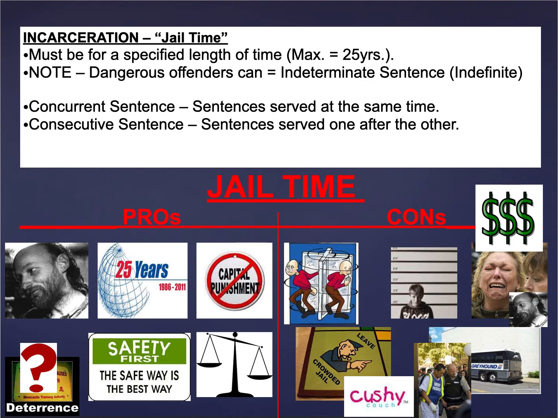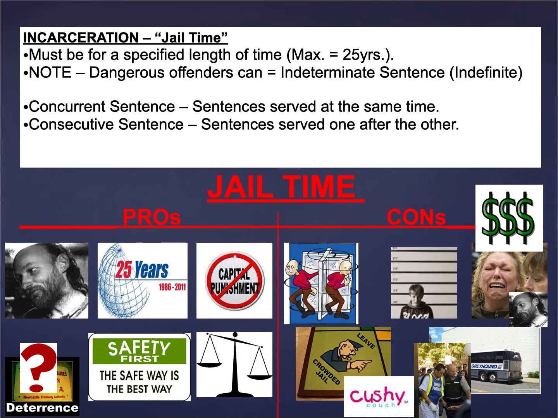So I mentioned this a few times, so it actually makes sense to cover it now. Incarceration. What does incarceration mean? Jail time. Incarceration must be a specified length of time. Maximum for a life sentence is 25 years. No, dangerous offenders can be sentenced to an indeterminate sentence, basically an indefinite amount of time, which will change the terms for bail or for parole.